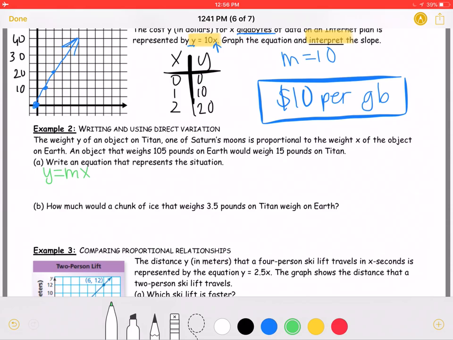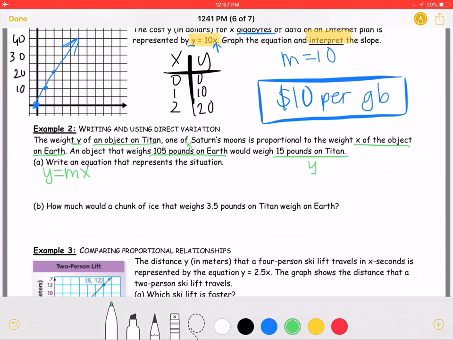Let's look at what we are given. So y represents the weight of an object on Titan. They tell us that it would be 15 pounds on Titan, so that's our y value. They then say an object that weighs 105 pounds on Earth, so the weight x of objects on Earth. So this would be our x value. So we're given our x and our y. Let's plug that in to find our m, or our slope.